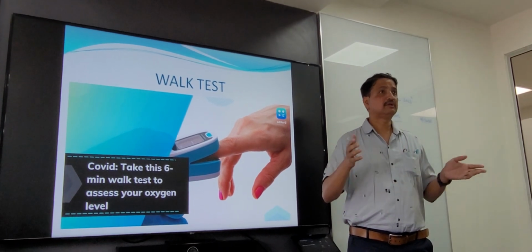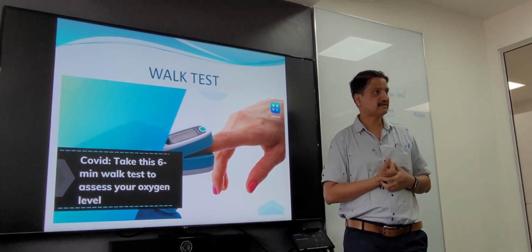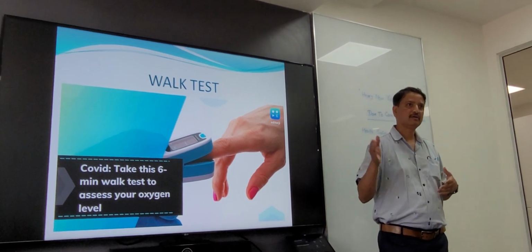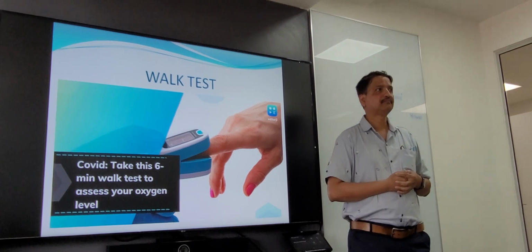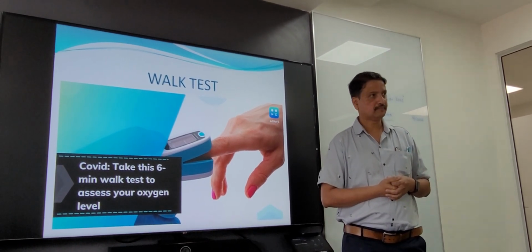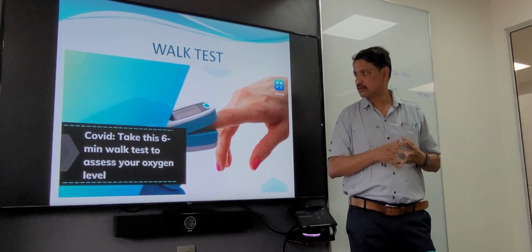Okay, that's why there was a mad rush. Everybody was following the news, right? Last year, there was a mad rush for oxygen because this virus affects the air exchange in your lungs, and ultimately you fall short of oxygen. So that is the end result. So this is how a COVID test is taken.